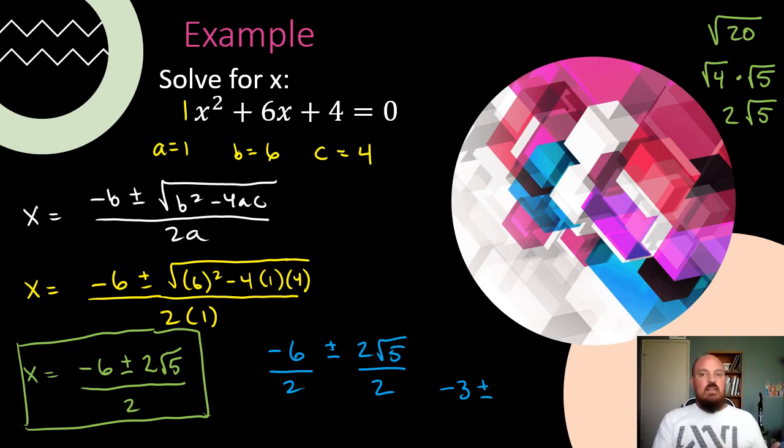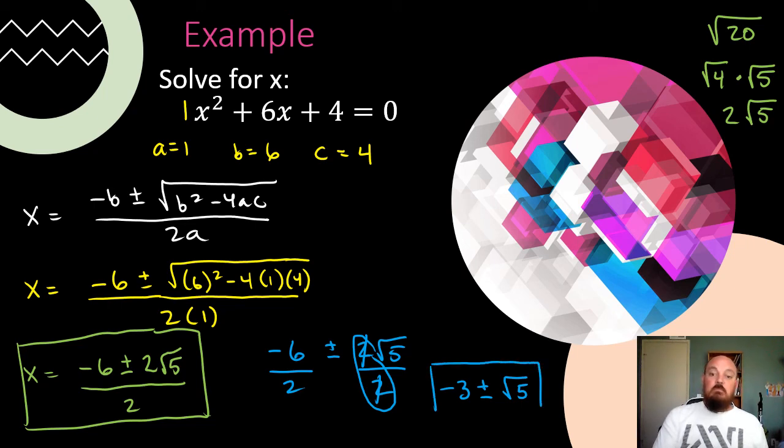Now, when you're simplifying the second part, don't touch the radical. Just leave that alone. What you want to do is see if you can simplify the number part right here. And you can. In fact, this time they cancel out. If you have a 2 on top and a 2 on bottom, you can cancel those. And you get just -3 plus or minus radical 5. That would be the best answer to the question. That's the simplified best answer.